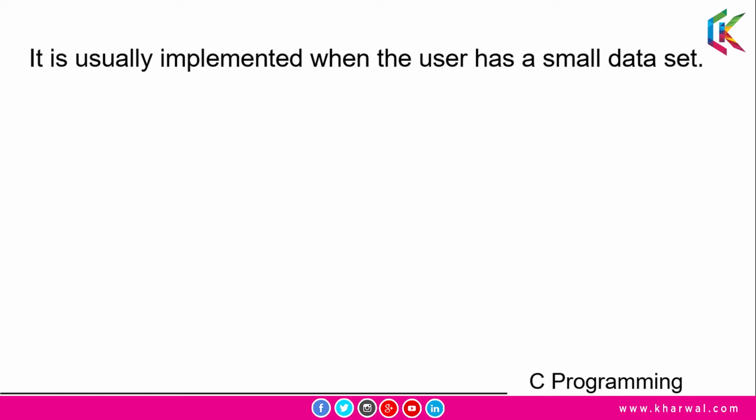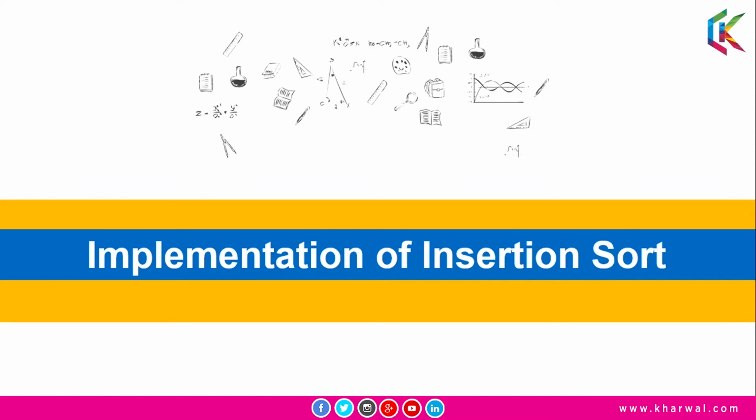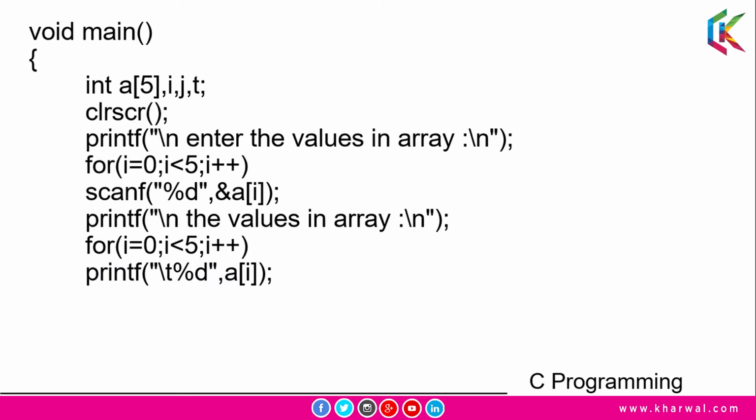Now guys, let's discuss the implementation of insertion sort in C programming. In this program, I have declared an integer array A of size 5 and other variables i, j and t. i and j will be used in for loops and t is used as a temporary variable. First of all, I am taking input from the user with the help of the scanf function for this array A. After that, I am printing each element from this array by using this for loop and printf function.